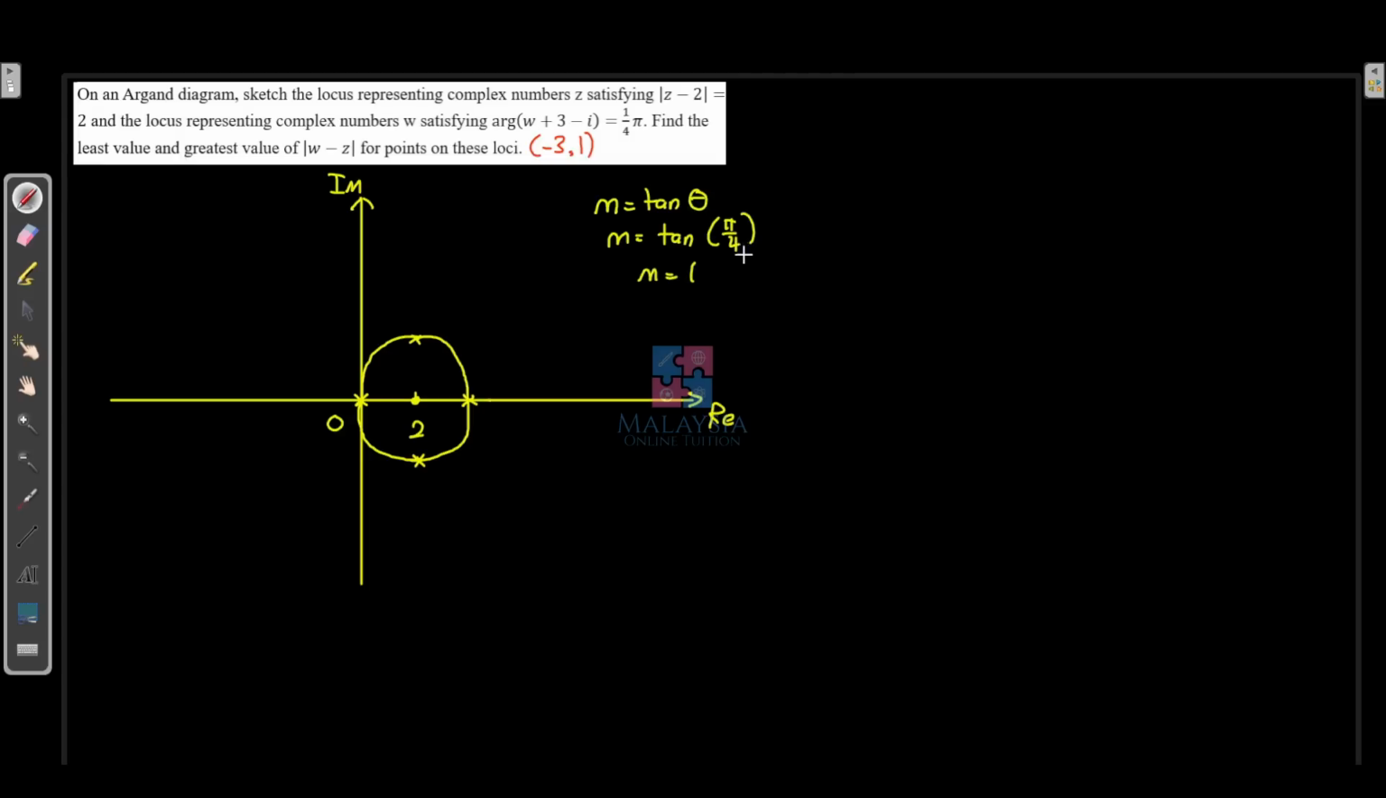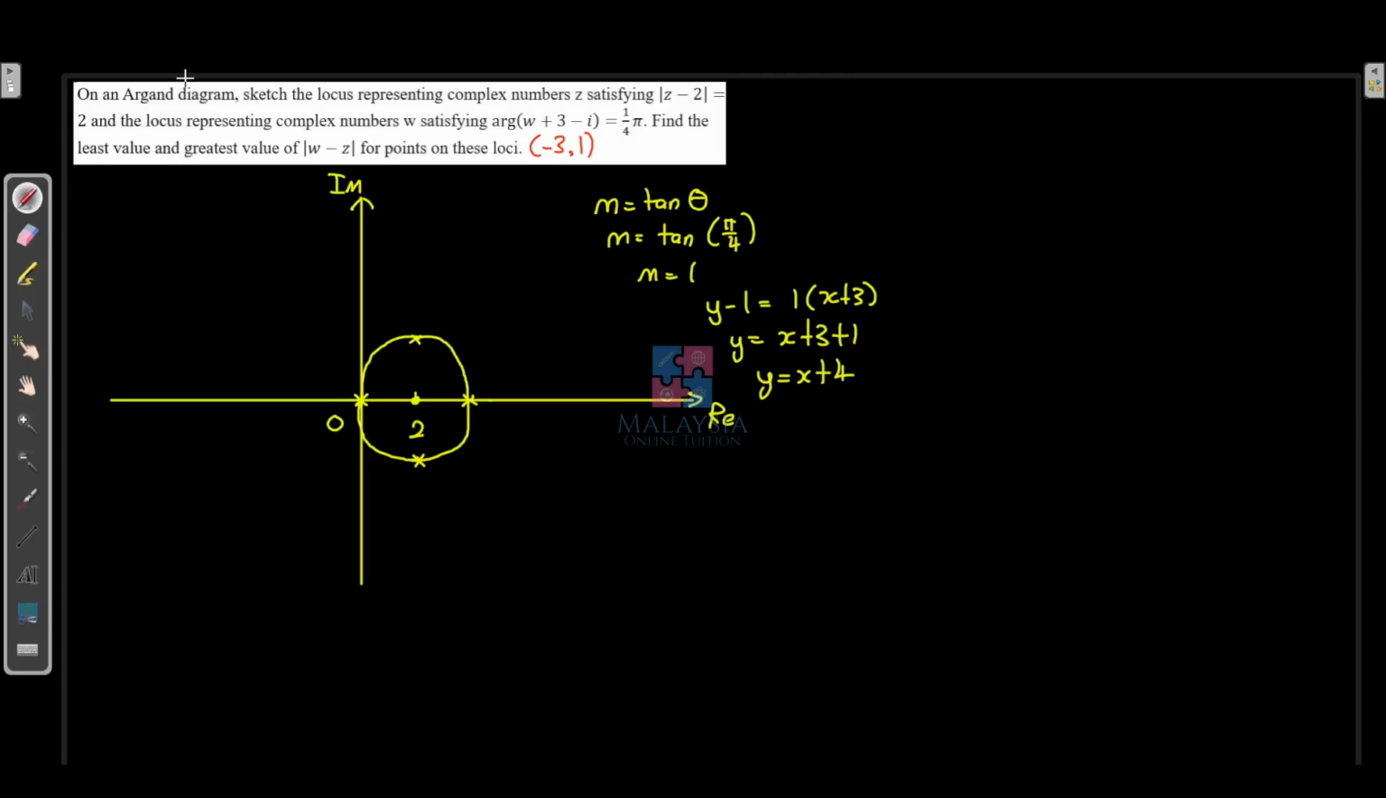Then we can find the equation of this half line. So y minus 1 equals m times x plus 3. The gradient here is 1. So then we expand, we get y equals x plus 3 plus 1. So we know that the y-intercept of this half line is going to be 4.